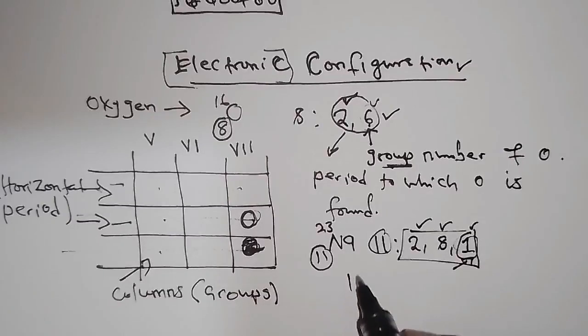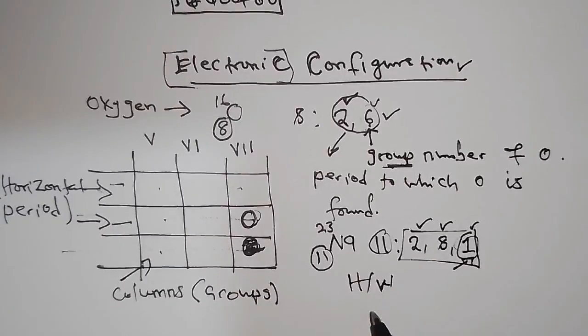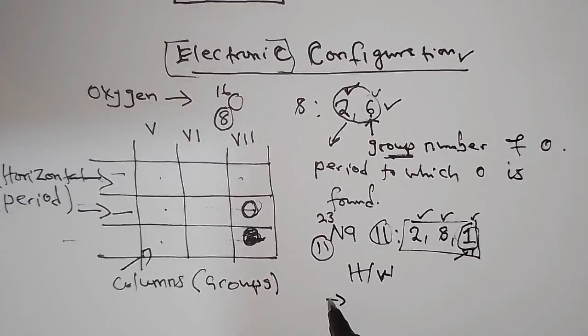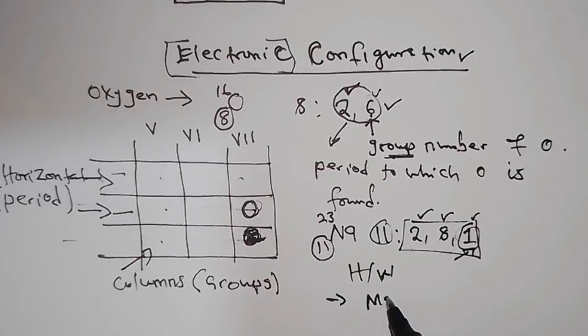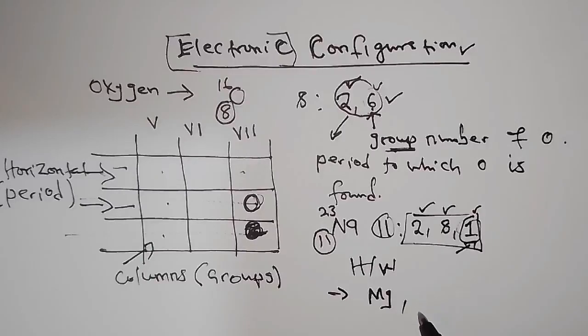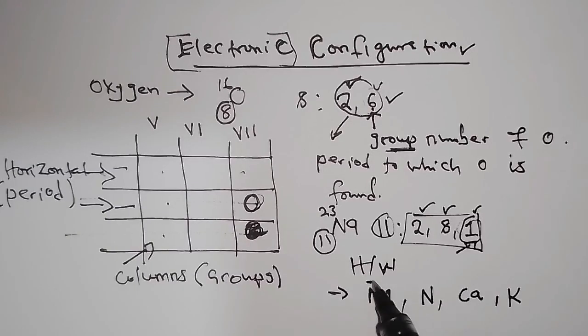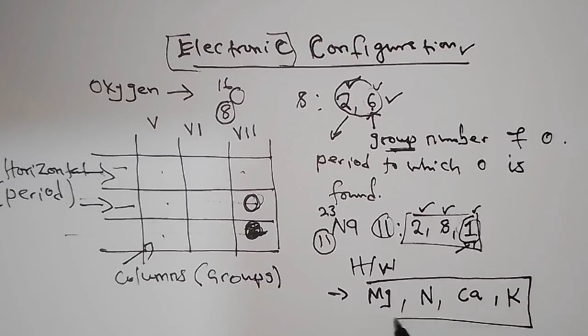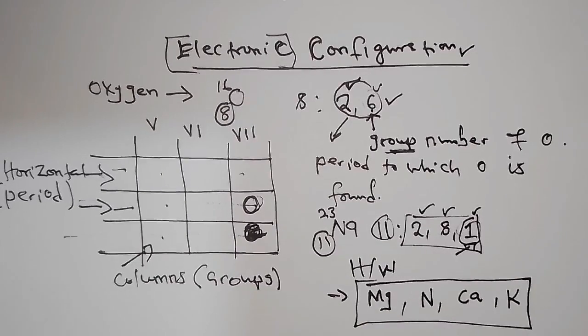So the homework is that I want you to do the electronic configuration for magnesium, and then also for nitrogen, and then also for calcium and potassium. Okay, so check your periodic table and make sure you are able to do this configuration.